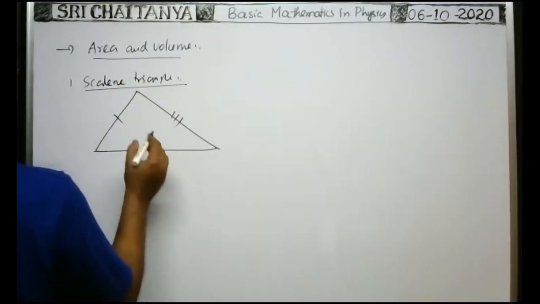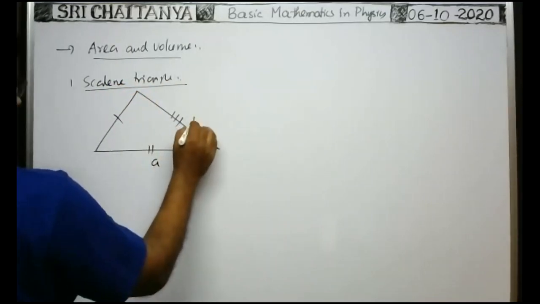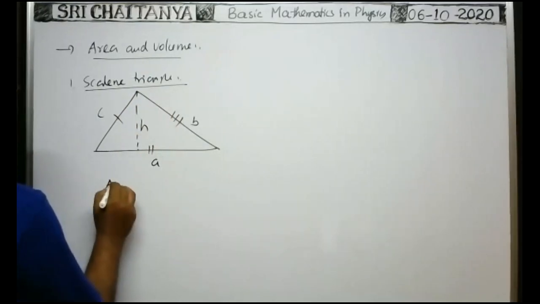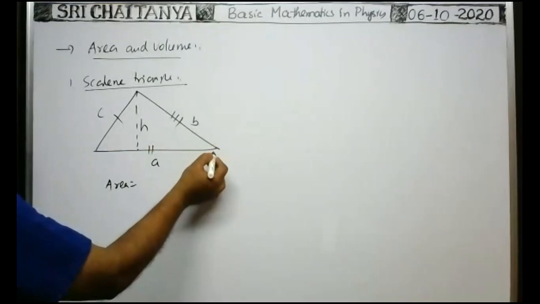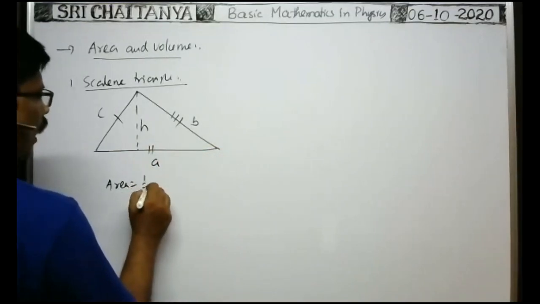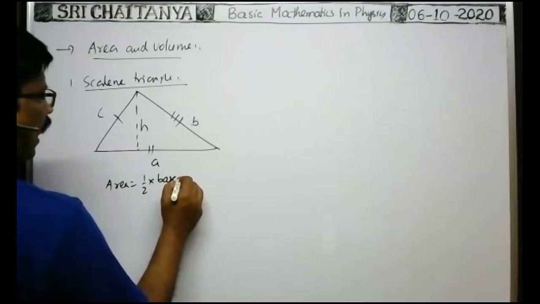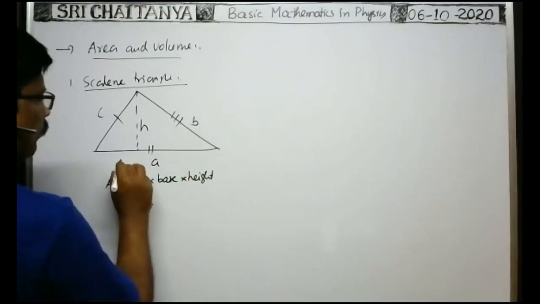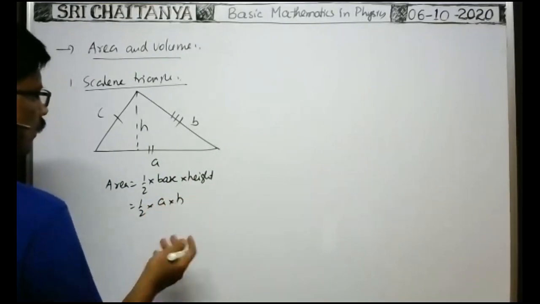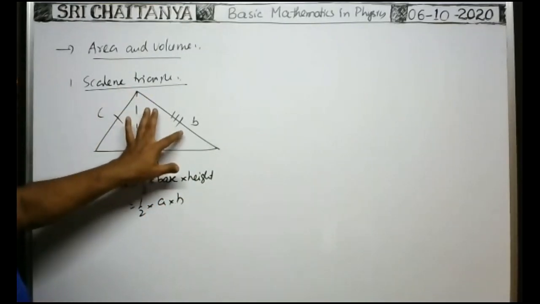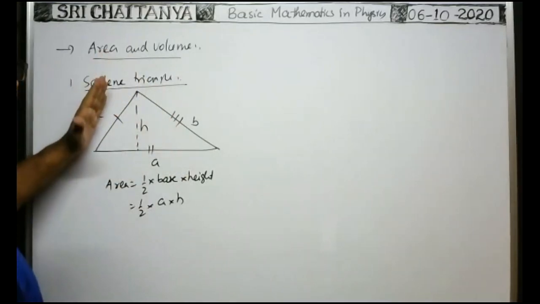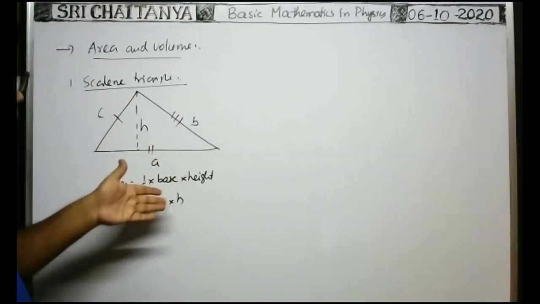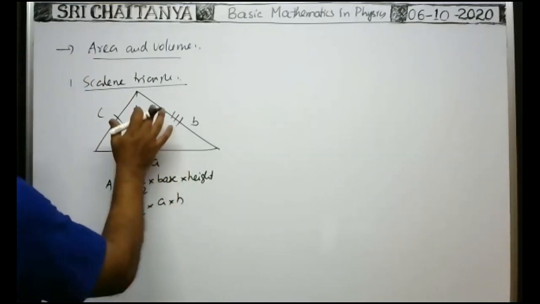In case of the scalene triangle, suppose this side is A, this side is B, this side is C. Then the height of the triangle is say h. Then for the area of this triangle, you take this side as the base. Then the area of the triangle is half base into height. General formula: half base into height. So half base means A into height h. Suppose you take this side as the base, then half this base into the height of the triangle. Similarly, you take this as the base and find the area of the triangle using the formula. So it is the general formula for the scalene triangle.